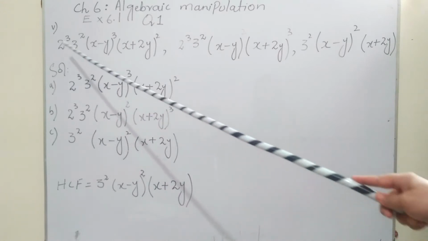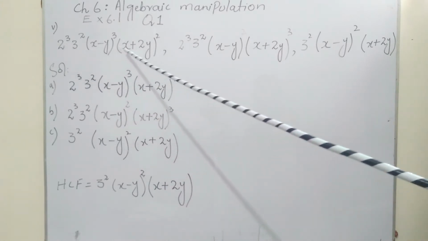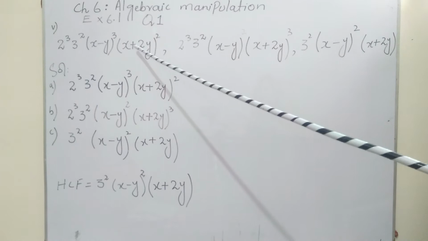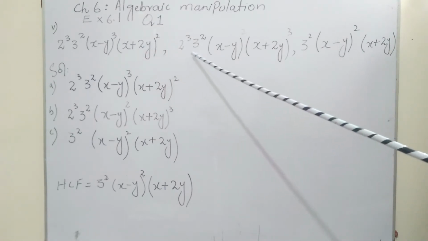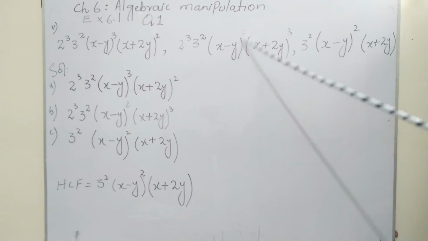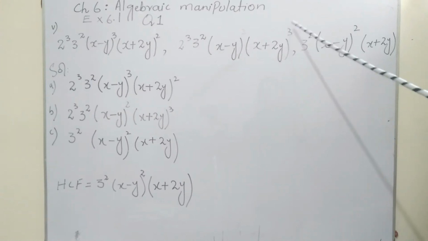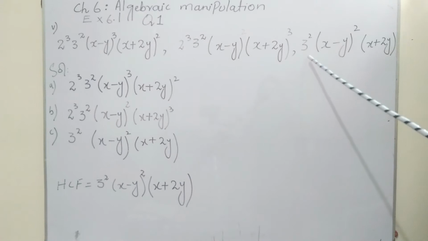Now the first factor is 2 cube into 3 square into (x minus y) whole cube into (x plus 2y) whole square. The second factor is 2 cube, 3 square, into (x minus y) whole square into (x plus 2y) whole cube, and the third one is 3 square into (x minus y) whole square into (x plus 2y).